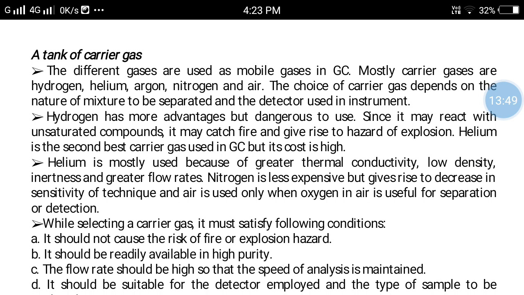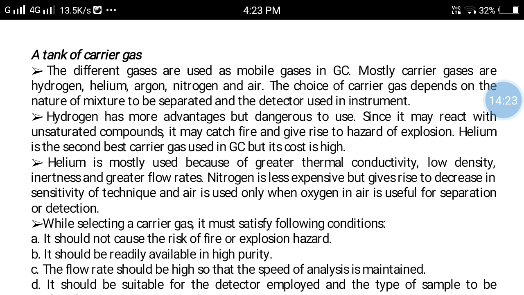Here is the tank of carrier gas. Generally, hydrogen, helium, argon, nitrogen, and air are used as carrier gases. The choice of carrier gas depends upon the nature of the mixture to be separated and the detector used in the instrument. Hydrogen has more advantages but is dangerous to use since it may react with unsaturated compounds. It may catch fire and give rise to the hazard of explosion.